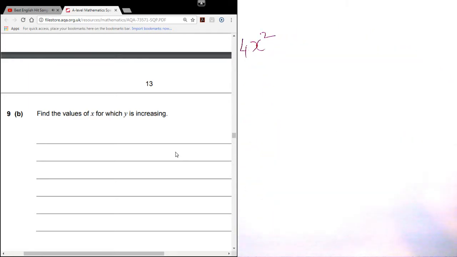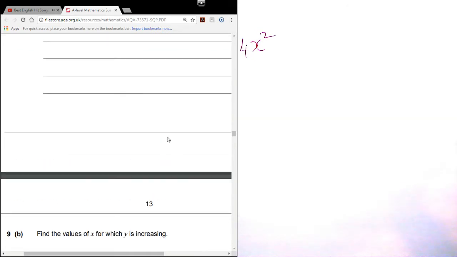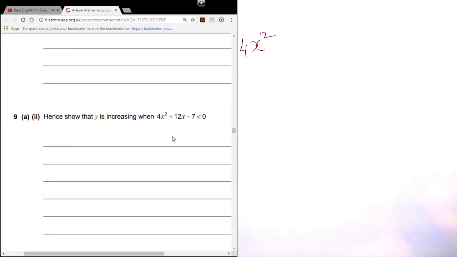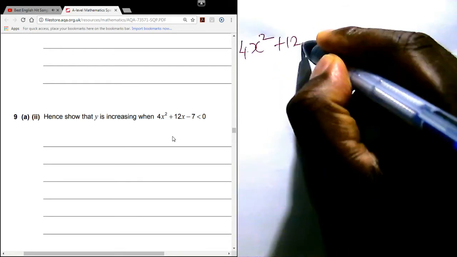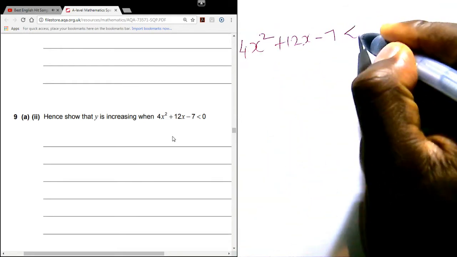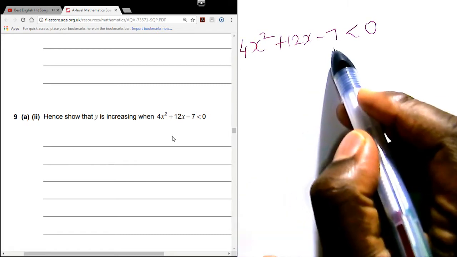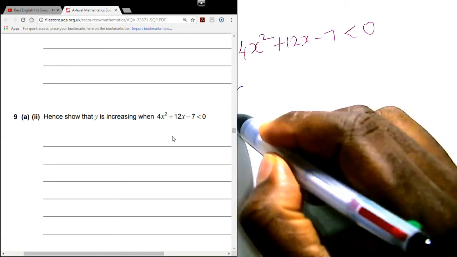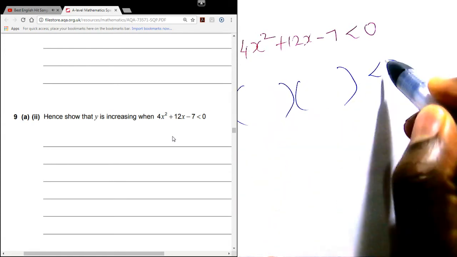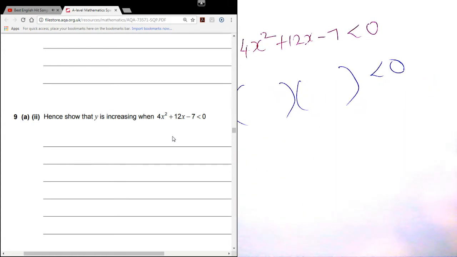Where is it now? So quickly back to the question. We have 4x squared plus 12x minus 7 less than 0. We are told to solve for the values of x. No problem, we will do it. First, you want to factorize this. So you want to put this in brackets, and then we can take it from there.